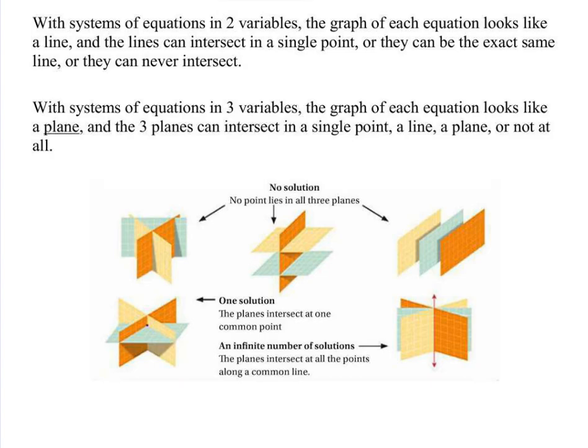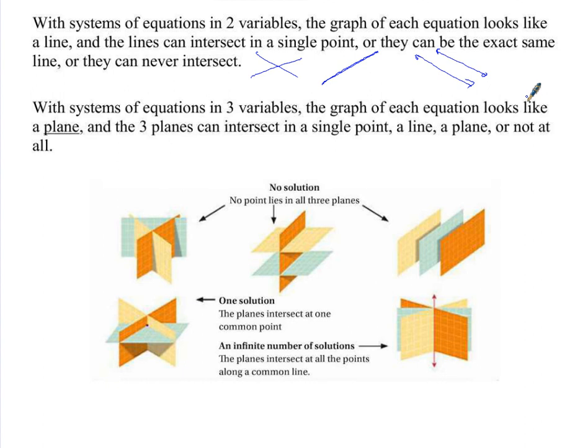Before we get into solving systems of three equations with three variables, we want to try to visualize what it is that we're actually finding. With systems of two equations and two variables, the graph for each equation looks like a line. The lines can intersect in a single point, or they can be the exact same line, in which case we'd have infinitely many solutions. Or they can never intersect, so that would be two parallel lines. Those are the only three situations that we can have with systems of two equations and two variables.